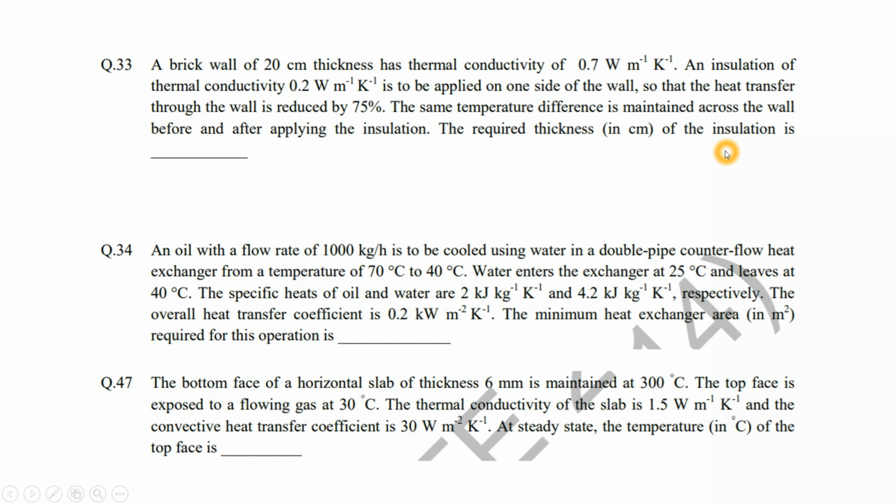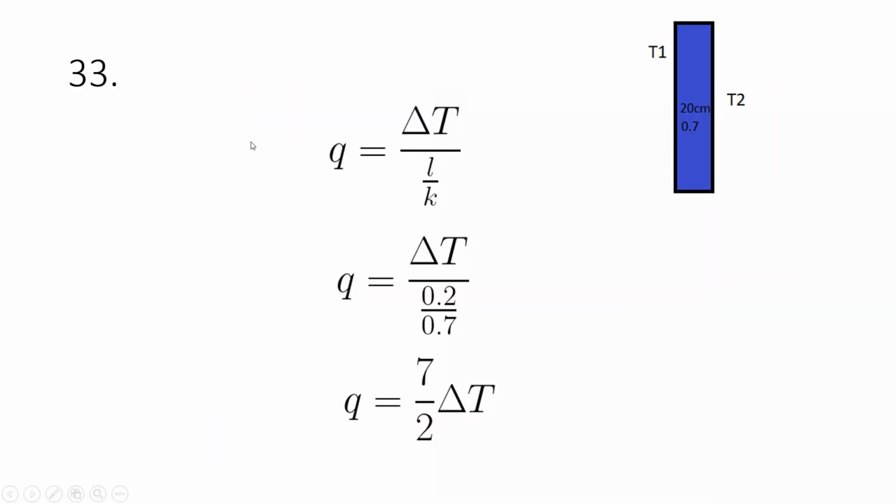So let's start with the solution. You can see here, this is the initial condition. We have a wall having a temperature difference delta T, that is T1 minus T2, and the thickness is 20 centimeter, and thermal conductivity is given as 0.7 watt per meter Kelvin, right? The equation will be given as Q is equal to delta T upon L by K. L by K is actually the resistance, you know that, right?